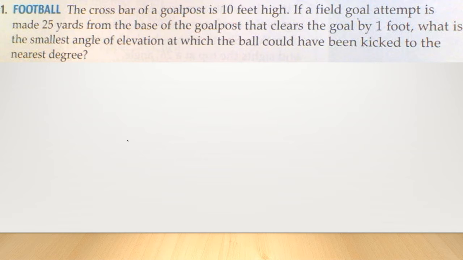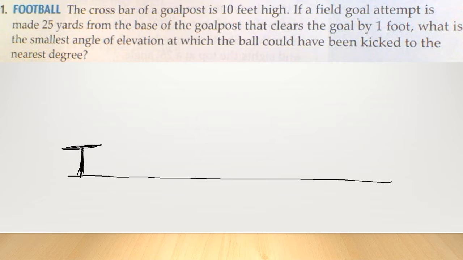Okay, so once again, draw a diagram, especially when you start these. So crossbar of a goalpost. So here's the goalpost. Here's the crossbar. Not the best drawing I know, but I'm no Picasso. It's 10 feet high. So this is 10 feet high. A field goal attempt is made 25 yards from the base. So here's the base of the goalpost. 25 yards out is where the field goal attempt is made. So 25.